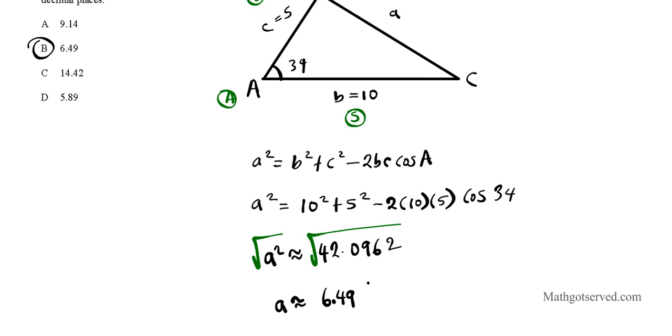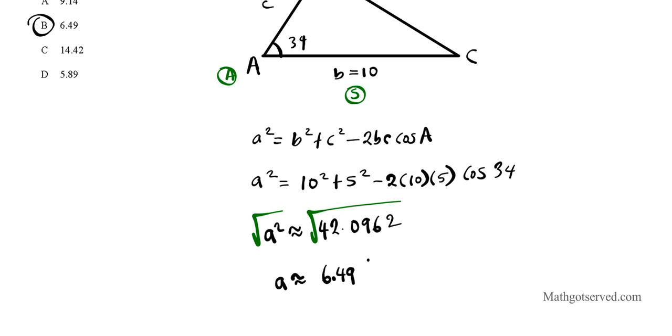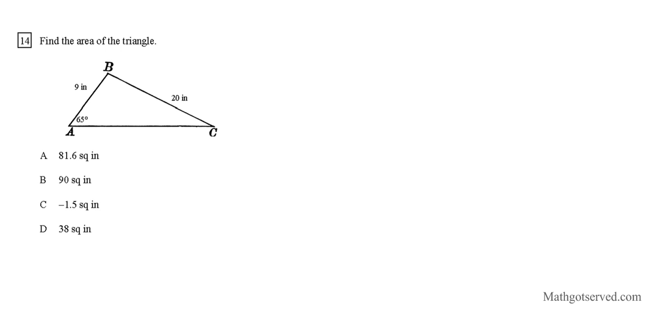All right, now let's move on to the next one, question 14. Oh, that was 13, sorry about that. Question 14 says find the area of the triangle. So let's take a look at the situation that we have here. We want to find the area. If we want to use the area formula, we must have SAS, two sides and the included angle, and we can use the formula K equals 1/2 the side times the side times the sine of the included angle A.